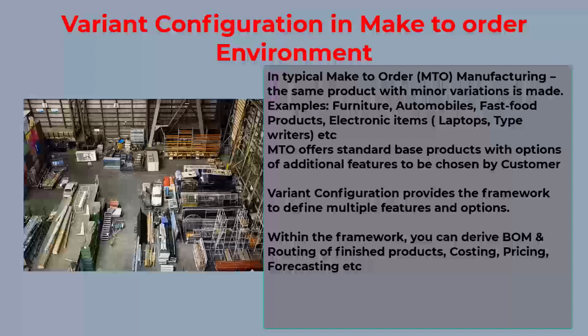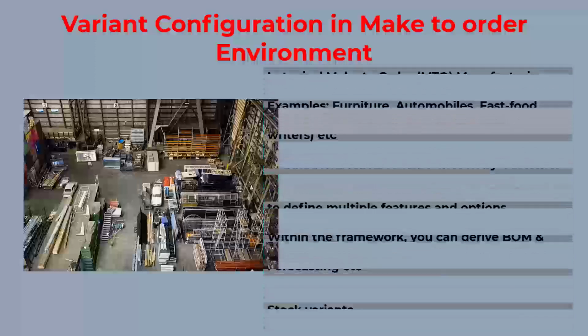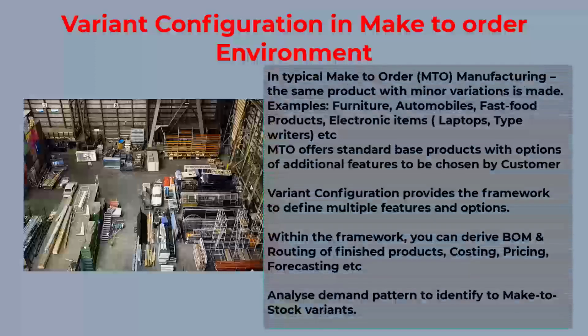For each product derived from customer selection, variant configuration dynamically performs actions such as computing the cost of variant product, computing the price of variant product, generating the bills of variant product, generating the task list for variant product, helping forecast and planning at the level of configurable material itself to cover demand of all variants, helping analysis to identify the most popular variants which can be converted to make to stock products.